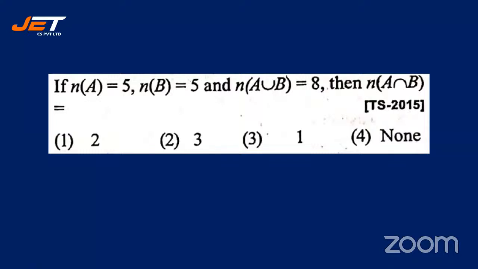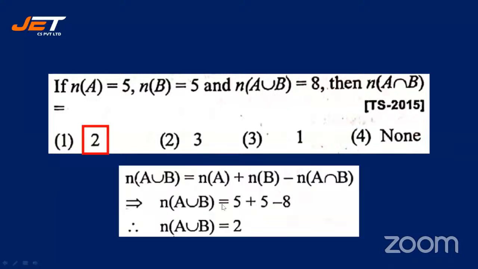So we have a formula. Isn't it n of A union B equals n of A plus n of B minus n of A intersection B? All right, so I've given you the formula. Using this, quickly work it out and give me your answer. How many are going to give me the right answer? Yes, many say option 1. Of course, it is option 1, which is the correct answer.